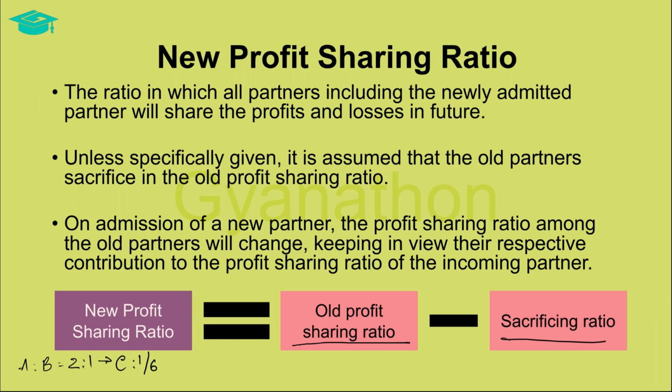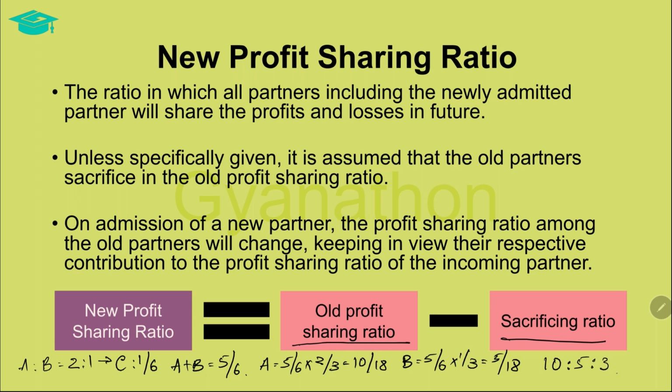So let's discuss this. Now that C is admitted for 1/6 share, it means what is left for A and B is 5/6 of the share. So A's new share will be 5/6 into 2/3, that is 10/18. And B's new share will be 5/6 into 1/3, that is 5/18. So the new ratio of A, B and C will be 10:5:3.